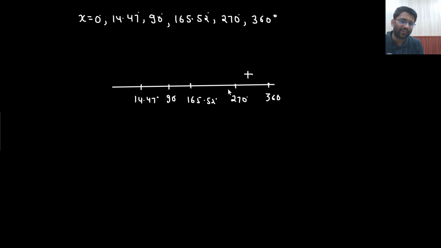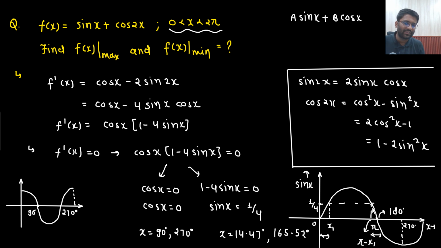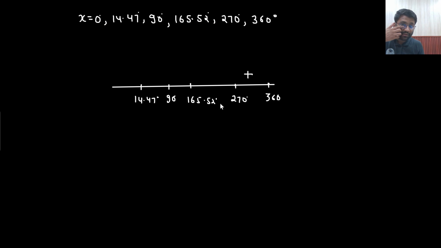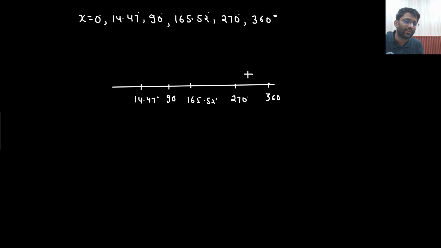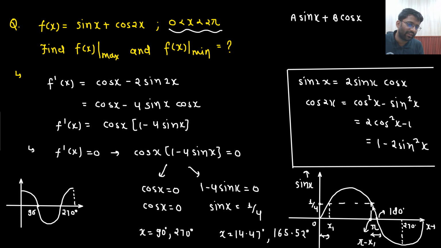Now what about 165.52 to 270? Where is 165.52? This is 165.52, till 270, in this range. So here the value of sin x is less than 1 by 4. Let's just say the value is 0. Then the value will also be positive only. Are you able to understand this point? From 165.52 till 270, here the value is less than 1 by 4 and the rest of the values are negative. So this particular thing will be positive only.